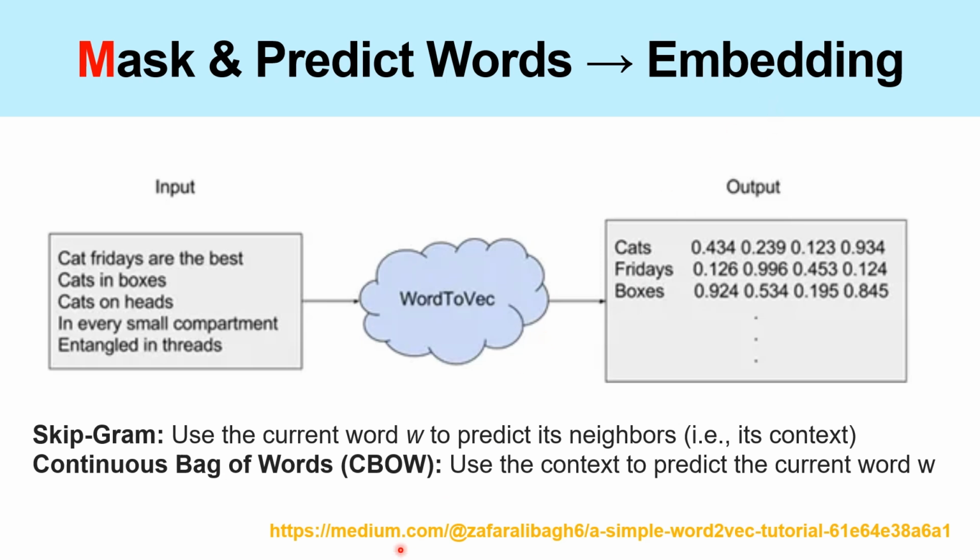One way, you mask the current word, and then you use the current word to predict the context. This is the so-called skip-gram method. See here, use the current word W to predict its neighbors. On the other hand, you go the other way around, called continuous bag of words. So use the context to predict the current word. These are two typical methods to produce word coding or embedding.